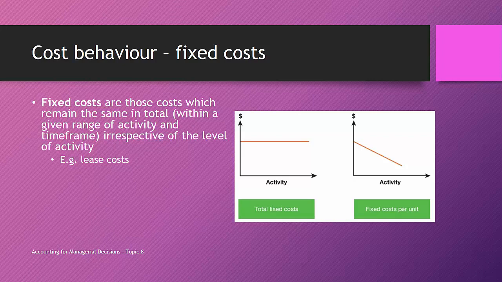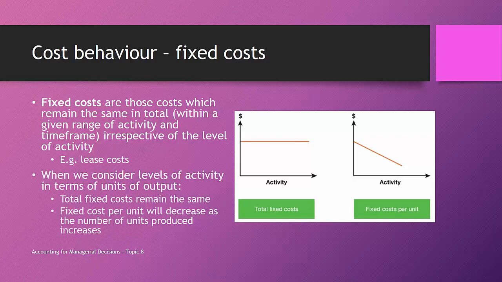So fixed costs are those costs which remain the same in total regardless of the level of activity. So that $1,000 a week shop rental cost that I just talked about stays absolutely flat over activity. So it doesn't matter where activity goes to, what you see is this horizontal line. And that means if this is fixed cost per unit, as you produce more, fixed cost per unit drops. So a shop wants more people going through that store. They want more sales happening because that, in essence, spreads that lease cost out over more activity. When we consider levels of activity in terms of units of output, that total fixed cost remains the same and fixed costs per unit will decrease.